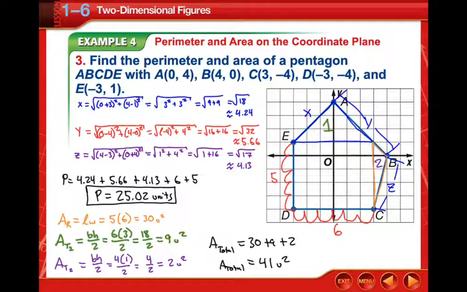Oh, actually, you know what? I messed something up. Hang on just a second here. That's not a 4 on top here. That should be a 5 for the area of triangle 2. My bad. We all make mistakes. So that's 2.5 units squared. Not 2. So now our total area is 41.5 units squared. That's the correct answer.